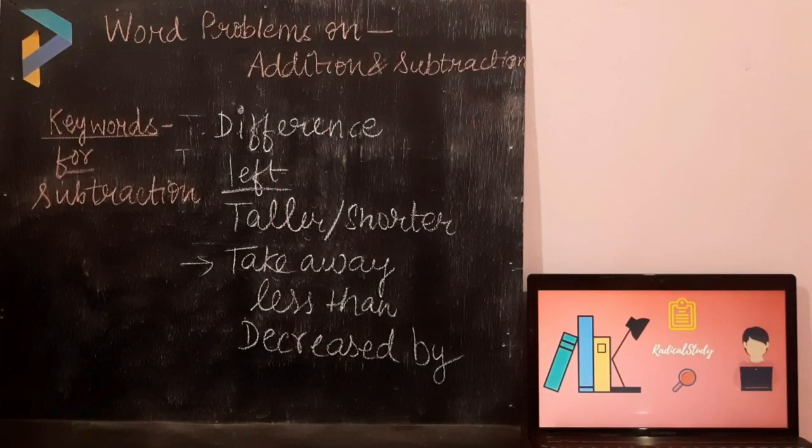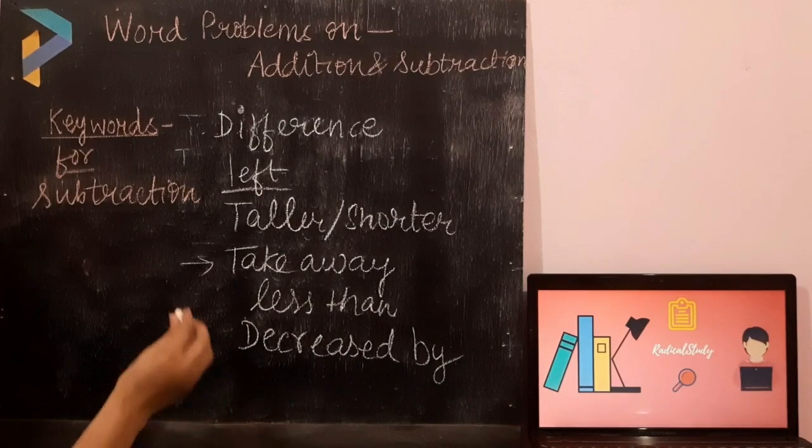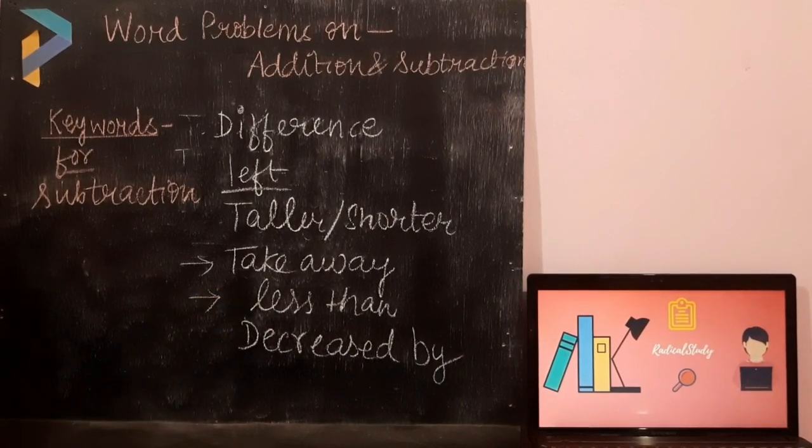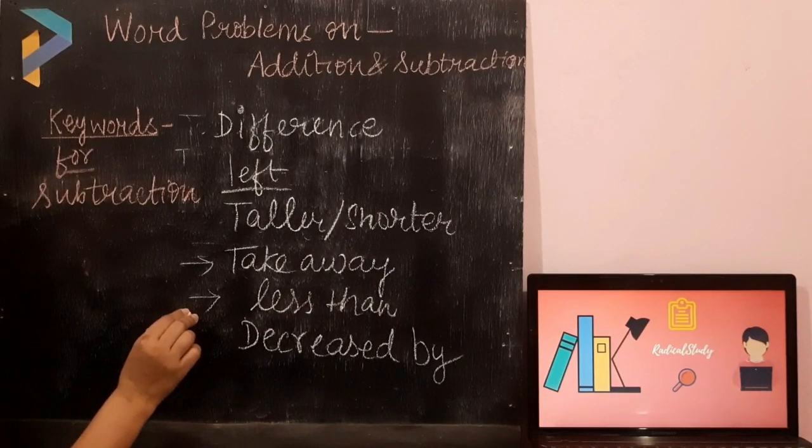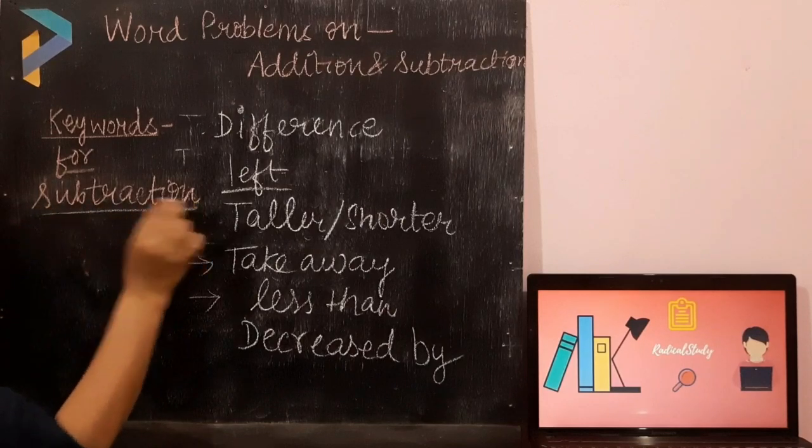And the next word which can be used is take away. In take away you may get questions like, take away 7 from 11, what will you get? That is, you have to take 7 out of 11. Now the next term which can be used is less than. 5 less than 100 is what? 5 less than 100 is 95. 7 less than 10 is 3. These types of terms can also be used in the word problems of subtraction.